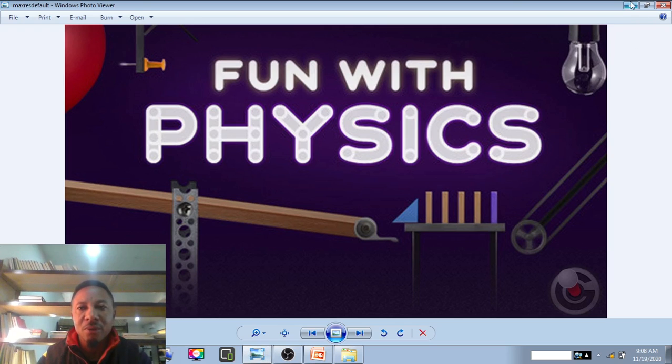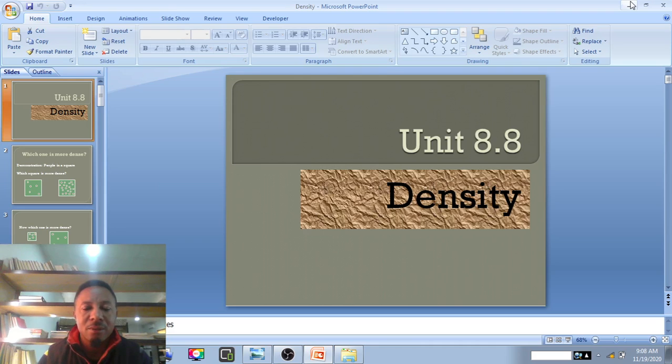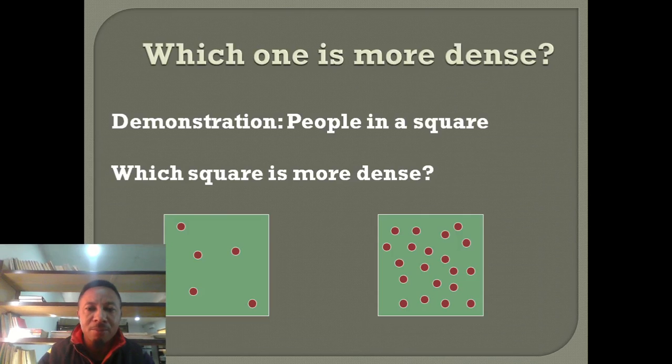In today's lesson, we are going to look at density from Unit 8.8, part of our textbook, Complete Physics, Cambridge Secondary 1 by Helen. Now, before we move ahead, we need to have a clear picture of what density is all about. The word density is actually derived from dense, and when something is dense, it means we have a lot of stuff in it.